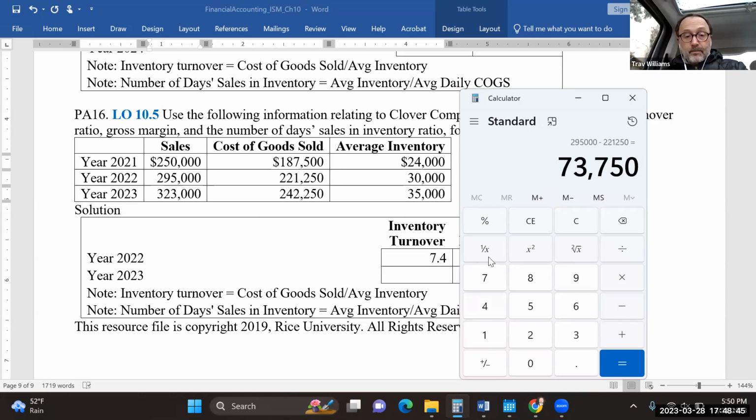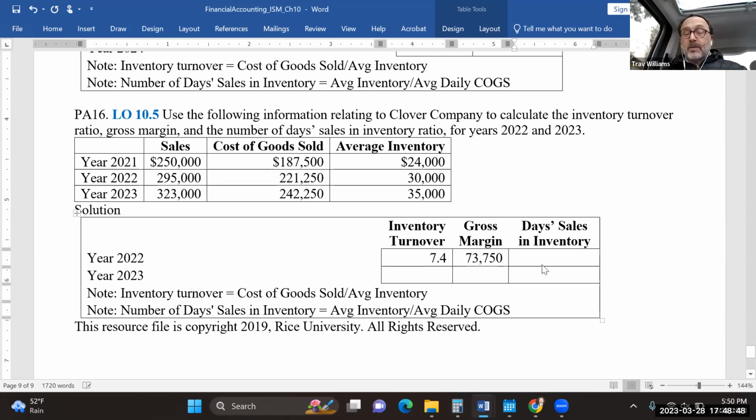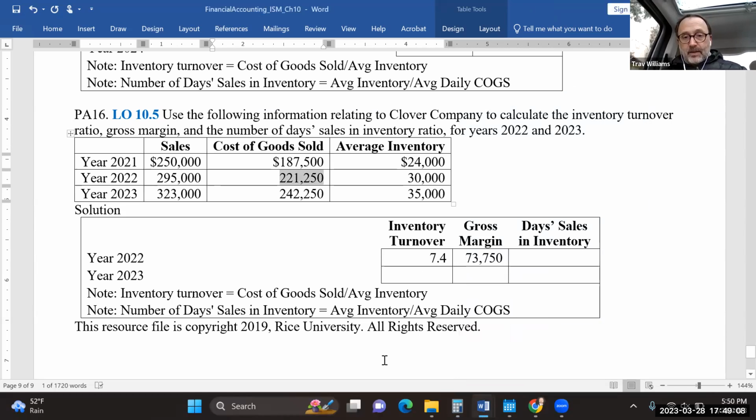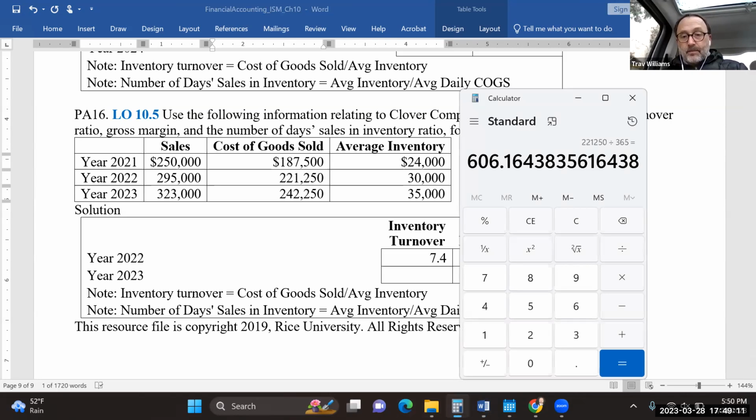To get number of days sales in inventory, you take your average inventory divided by your average daily cost of goods sold, which you calculate by cost of goods sold divided by 365. So in this case, it's 606.16. We'll take $30,000 divided by 606 point 16. So 49.5.